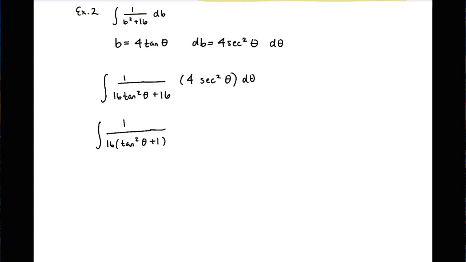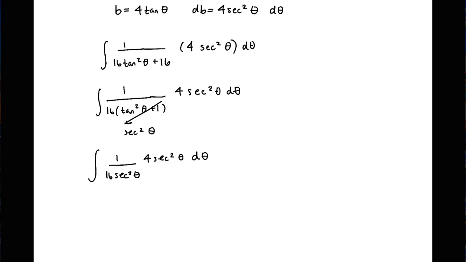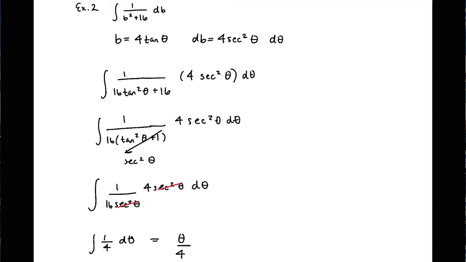Oh, and there's that Pythagorean identity that's popping out. That's nice. This is secant squared theta. So this is 1 over 16 secant squared theta. There's a 4 secant squared theta d theta in the numerator. So the secant squared cancels, leaving me with 4 over 16, which is 1/4. So I get theta over 4 for my antiderivative, but I'm going to look back to the original problem.